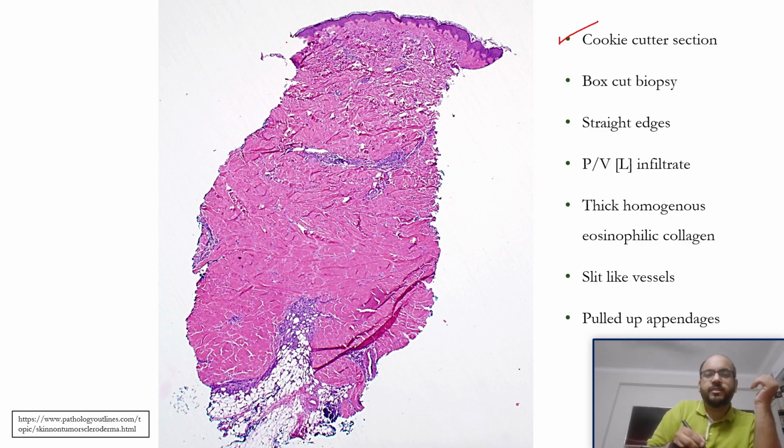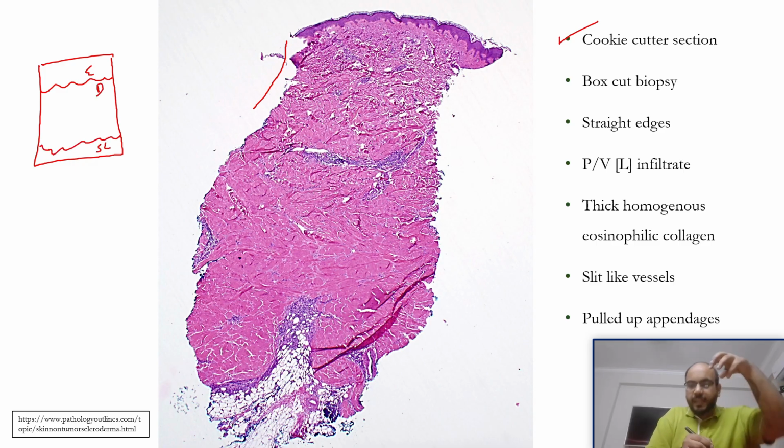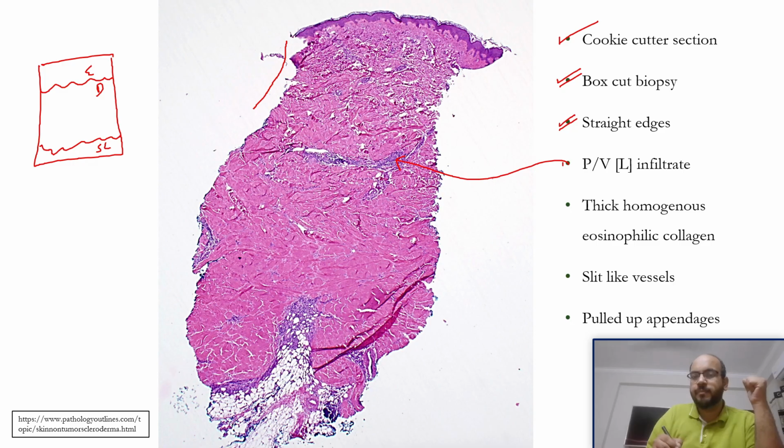However, in this you don't see it, but usually the edges are like this in morphea. So this is the epidermis, dermis, and subcutaneous tissue. It looks like a proper punched out lesion, and that is why it is known as a cookie cutter section. Since it looks like a box, it is a box cut biopsy. It has straight edges. There is a perivascular lymphocytic infiltrate, which you can see here.